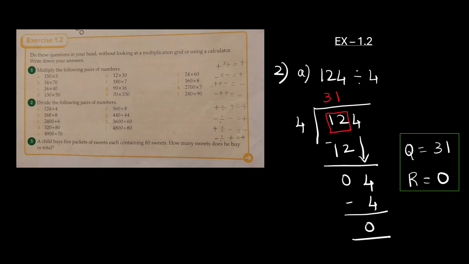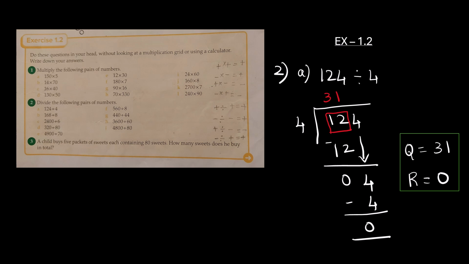Second question. Divide the following pairs of numbers. A question is 124 divided by 4. Now look at the first number. It's a 1. We can't divide 1 by 4. So what we have to do? We are just taking the first two digit numbers. That is 12. Now what we have to check?